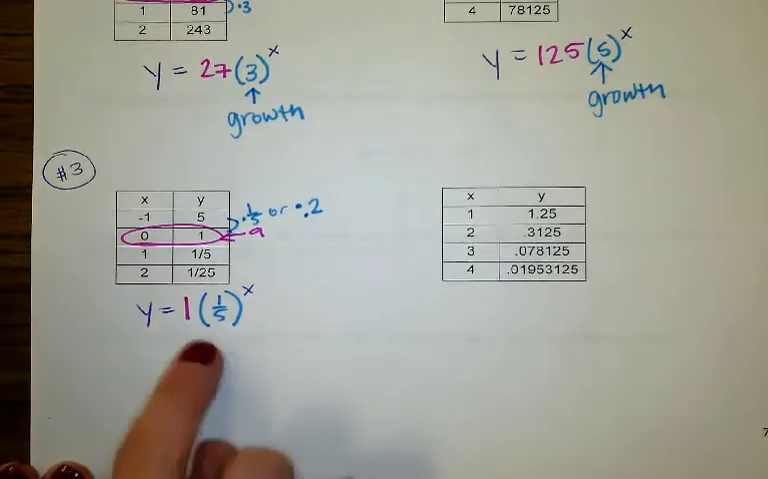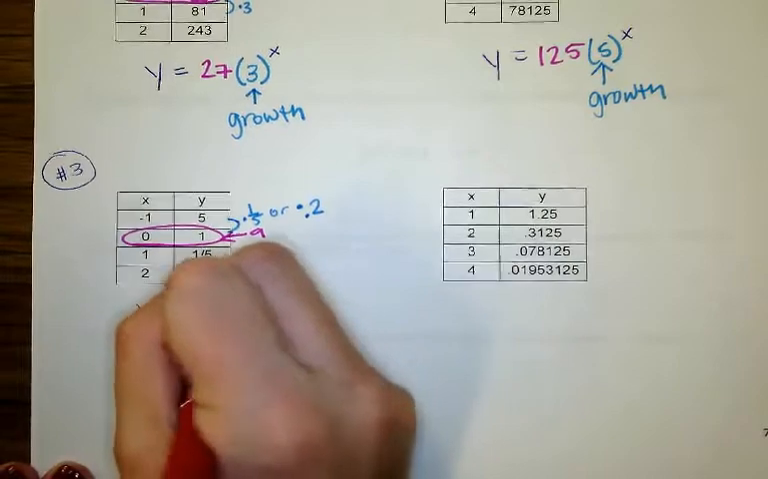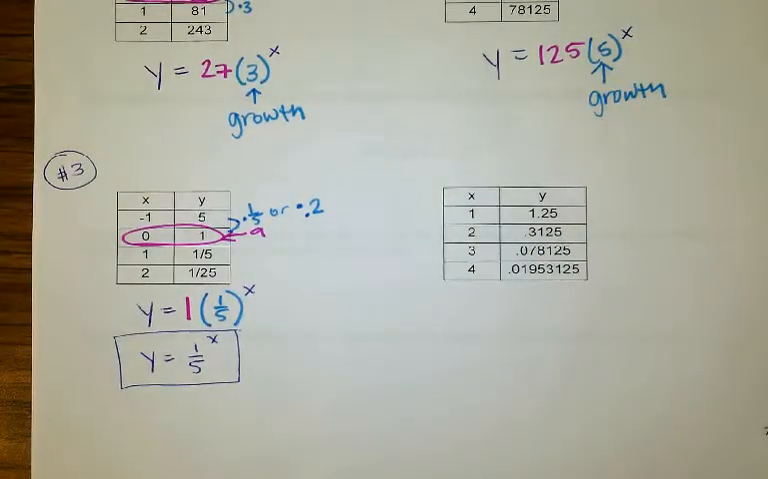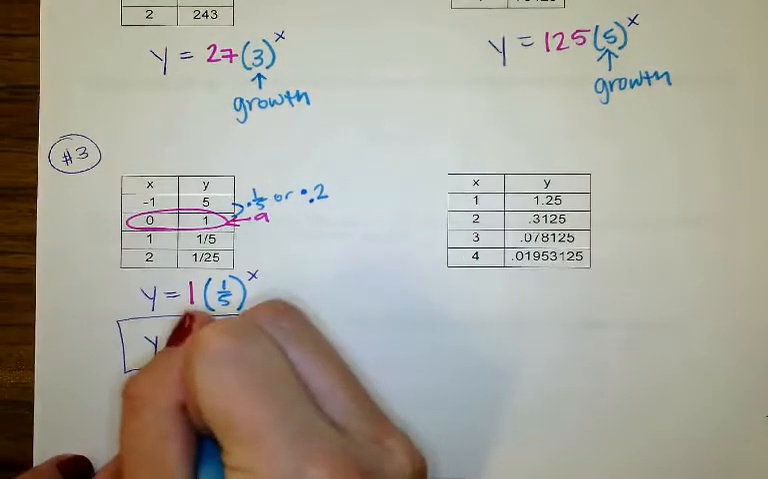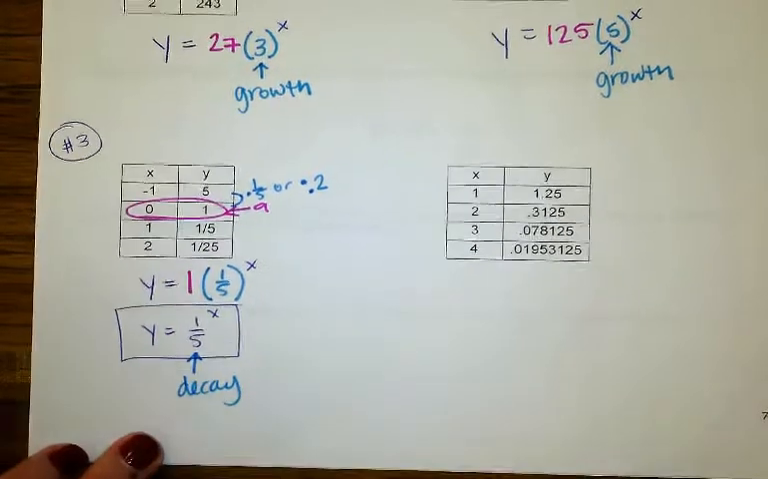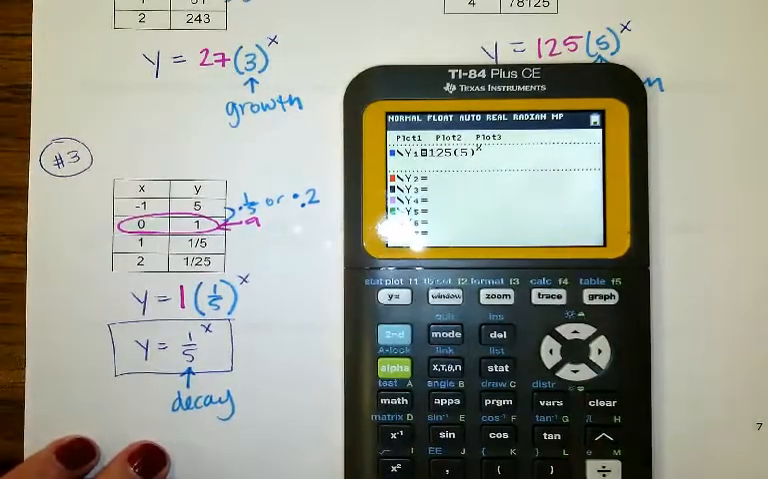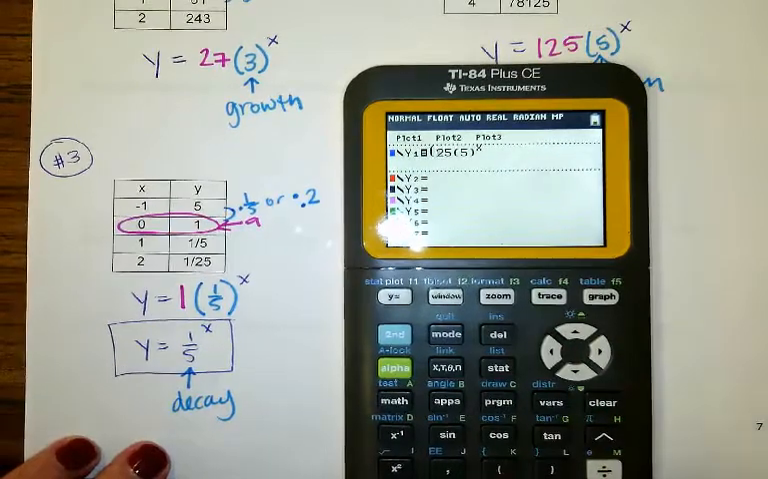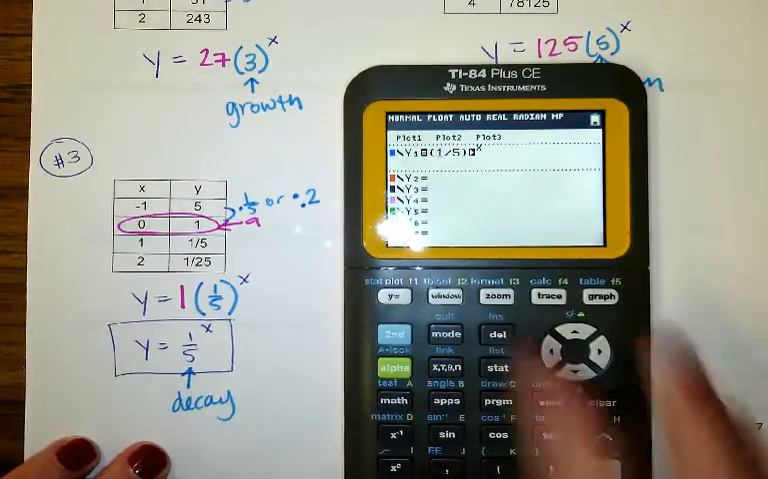Now here's the thing, guys. You really actually don't need that 1, so you can just write this as 1/5 to the x, or 0.2 to the x. Okay? And what I want you guys to recognize here is this growth or decay. It's decay because it's less than 1. If it's less than 1, it's decay. We type this in, 1/5, I'll do it in parentheses, 1/5 raised up to the x power.